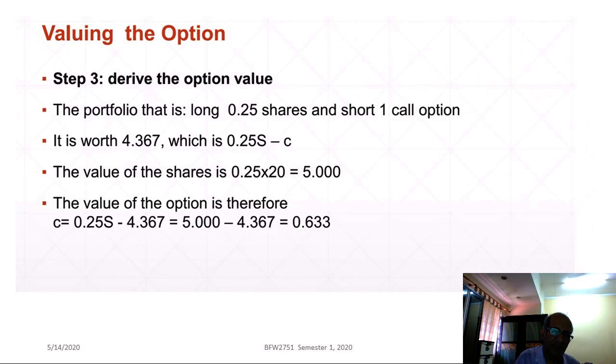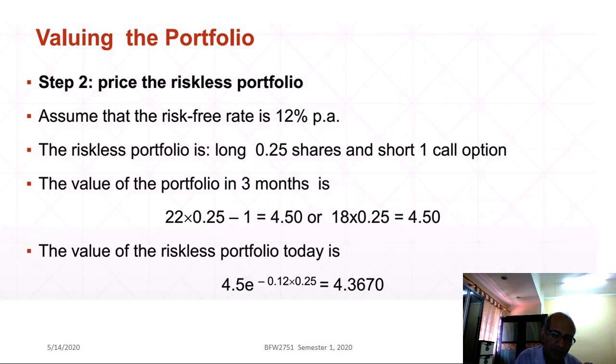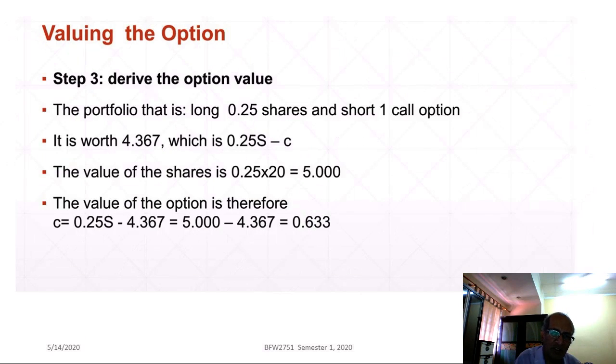Okay. Third step is to derive the option value. What you calculated earlier, don't mistake it here, is the portfolio value. The riskless portfolio value is 4.367. What is the value of this call option? The portfolio, that is long 0.25 shares and short one call option, is worth 4.367, which is 0.25 spot minus call, the small call price. So the value of the shares today is $20. 0.25 times 20 is supposed to be 5.